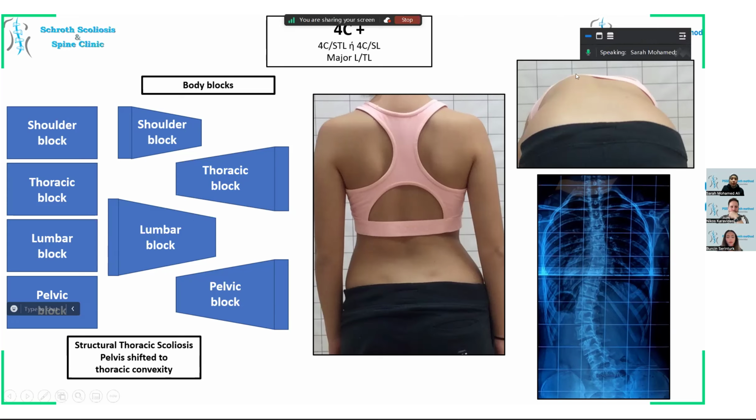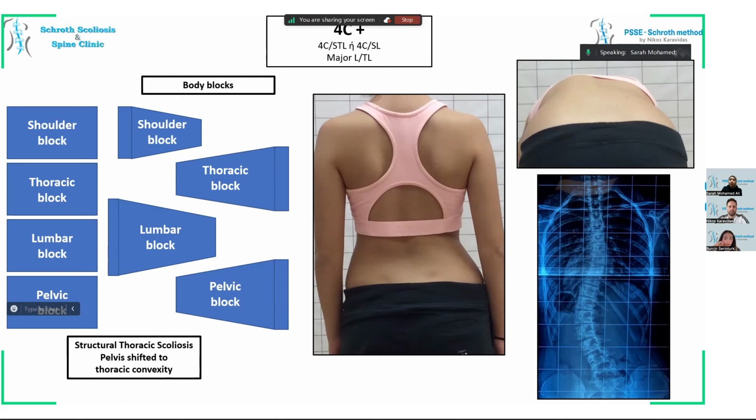It may be apparent or it may not be. And if we want to confirm, we need to use all of our assessment tools, like using the scoliometer during the forward bending test, using the X-rays and checking the pedicles and checking the cup angle. Okay, so yes, we have the structural thoracic scoliosis. Now the second question: where is the pelvis in relation to the trunk? Here, the pelvis is shifted to the same side as the thoracic convexity. So that means that it's a 4C type.